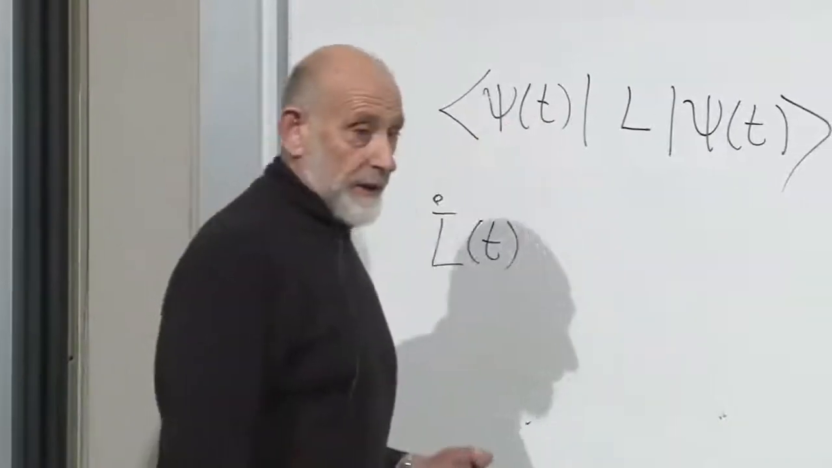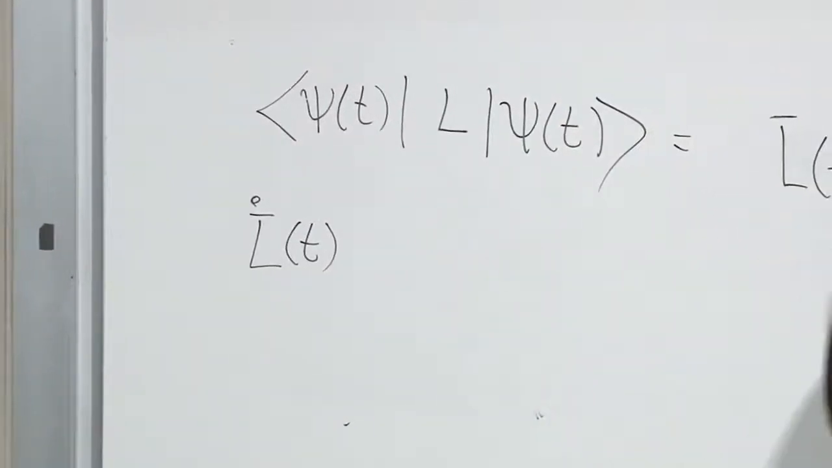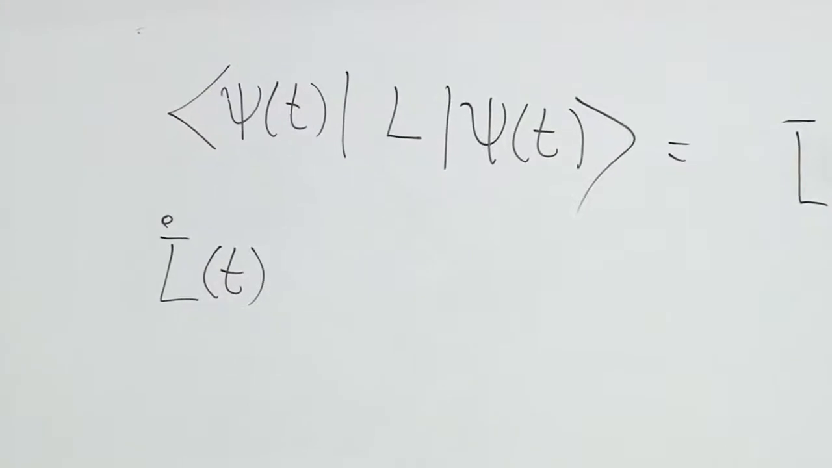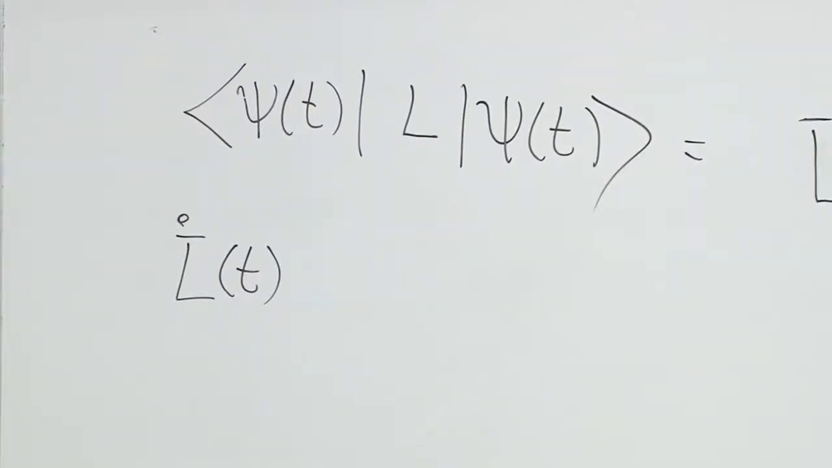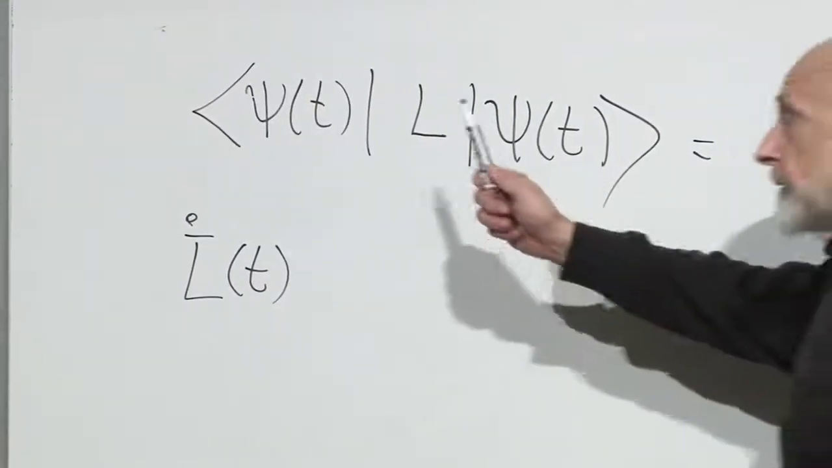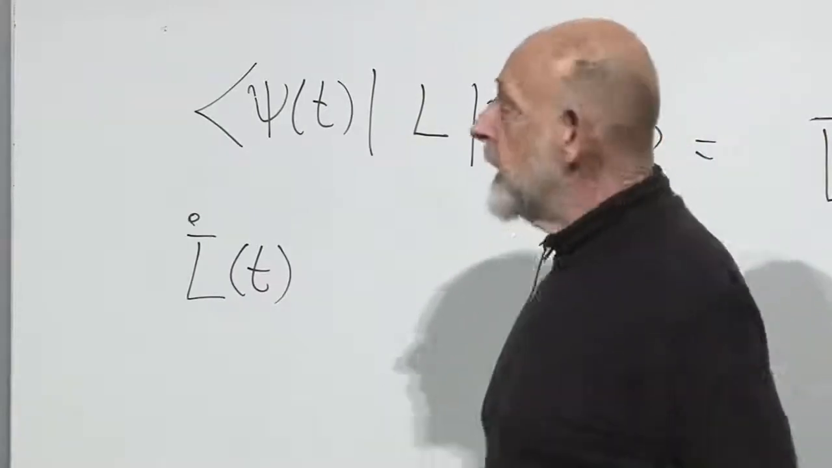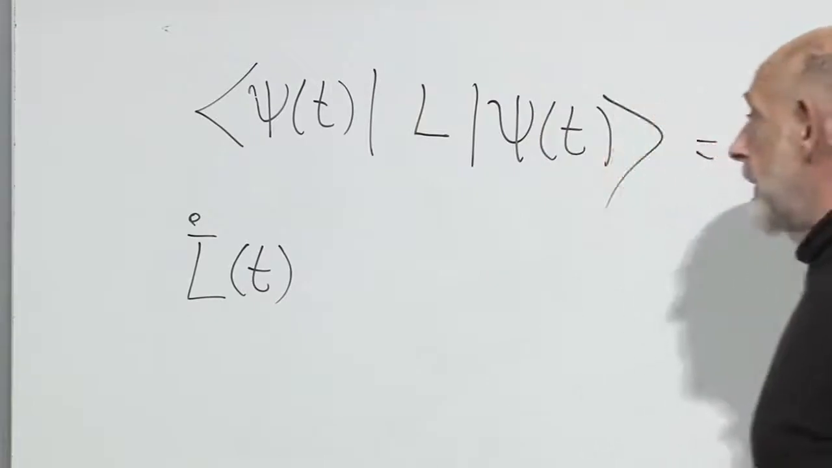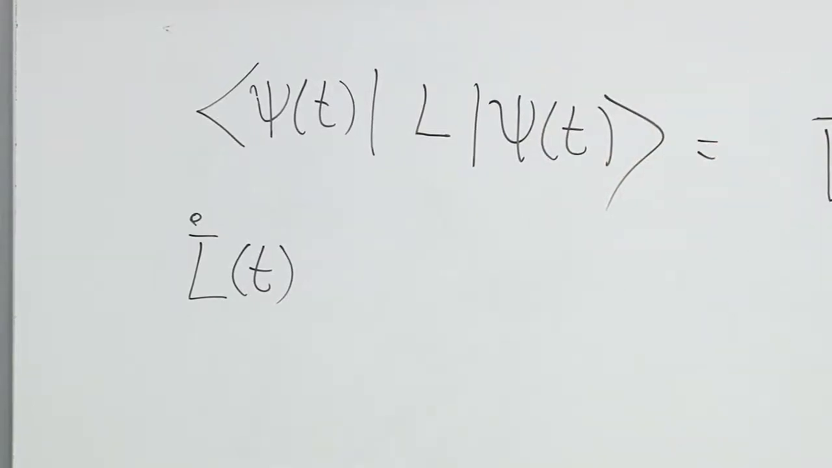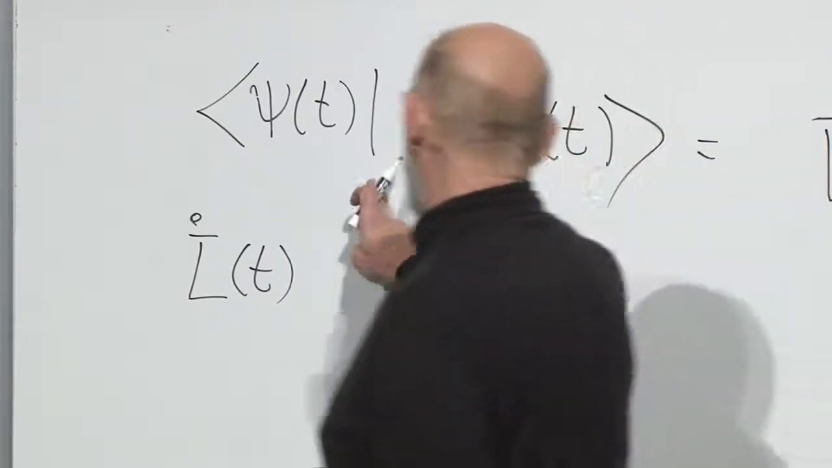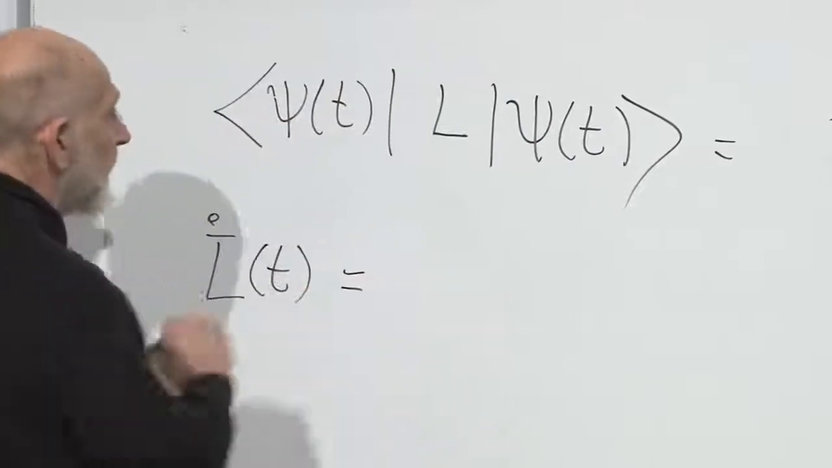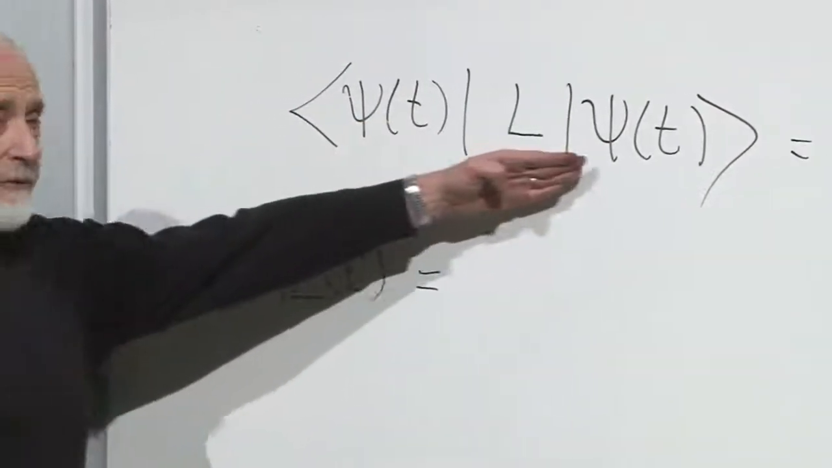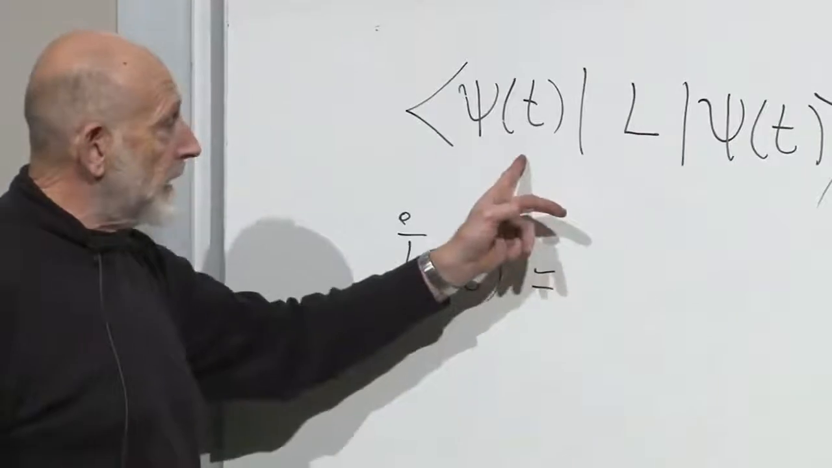Now L of t, that's just some fixed operator. It's some fixed definite operator. All of the time dependence is in the state vectors. The state vectors change with time. The operators, those are fixed. Those are definite operators. So let's see if we can take the time derivative of this here thing. The time derivatives act on the psi of t's.